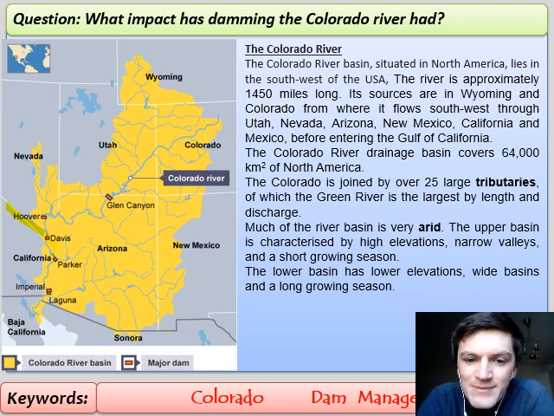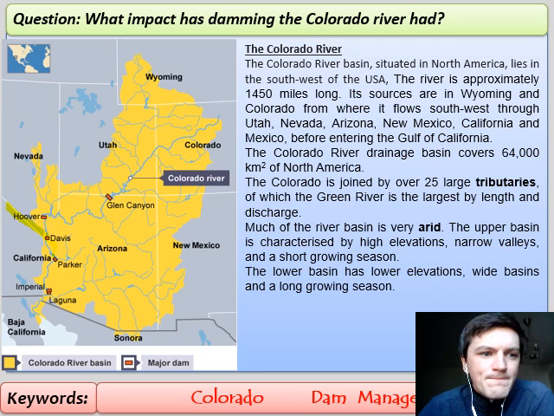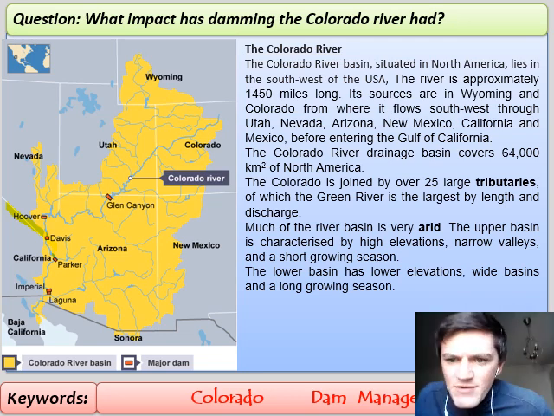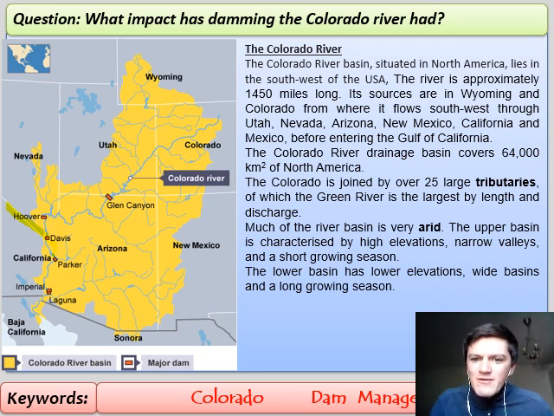The river is approximately 1,450 miles long. Its sources are in Wyoming and Colorado, from where it flows southwest through Utah, Nevada, Arizona, New Mexico, California, and Mexico before entering the Gulf of California. The Colorado River drainage basin covers 64,000 kilometers of North America. The Colorado River is joined by 25 large tributaries.